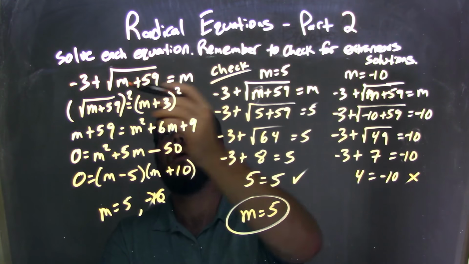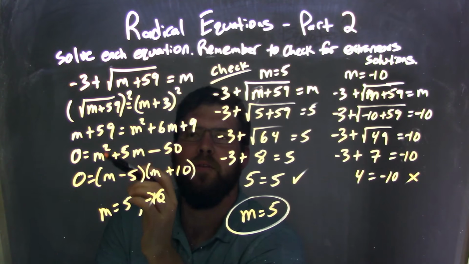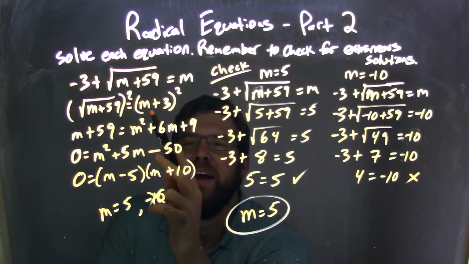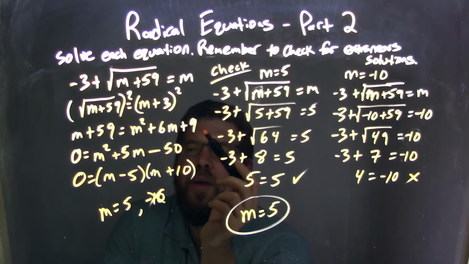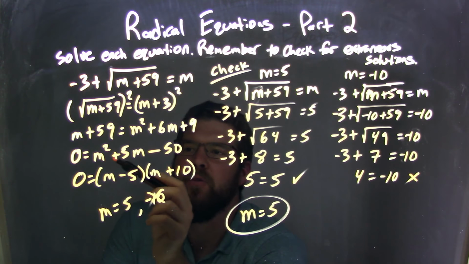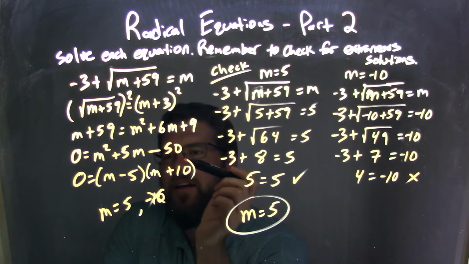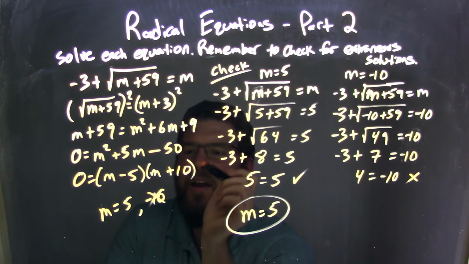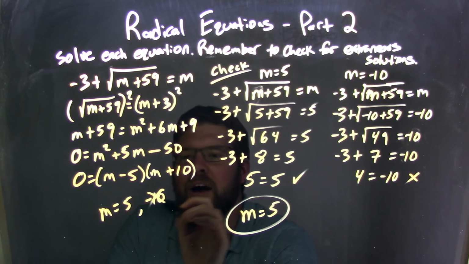So let's recap. We brought over from our original equation the 3 to the right and then squared both sides to eliminate the radical, leaving me with m plus 59 on the left, and then squaring m plus 3 altogether gives me m squared plus 6m plus 9. From there, I brought everything over to the right, leaving me with 0 equals m squared plus 5m minus 50. And then I had to factor that. By factoring it, I got m minus 5 times m plus 10. Then from there, I set both of them equal to 0 and got m equals 5 and m equals negative 10.